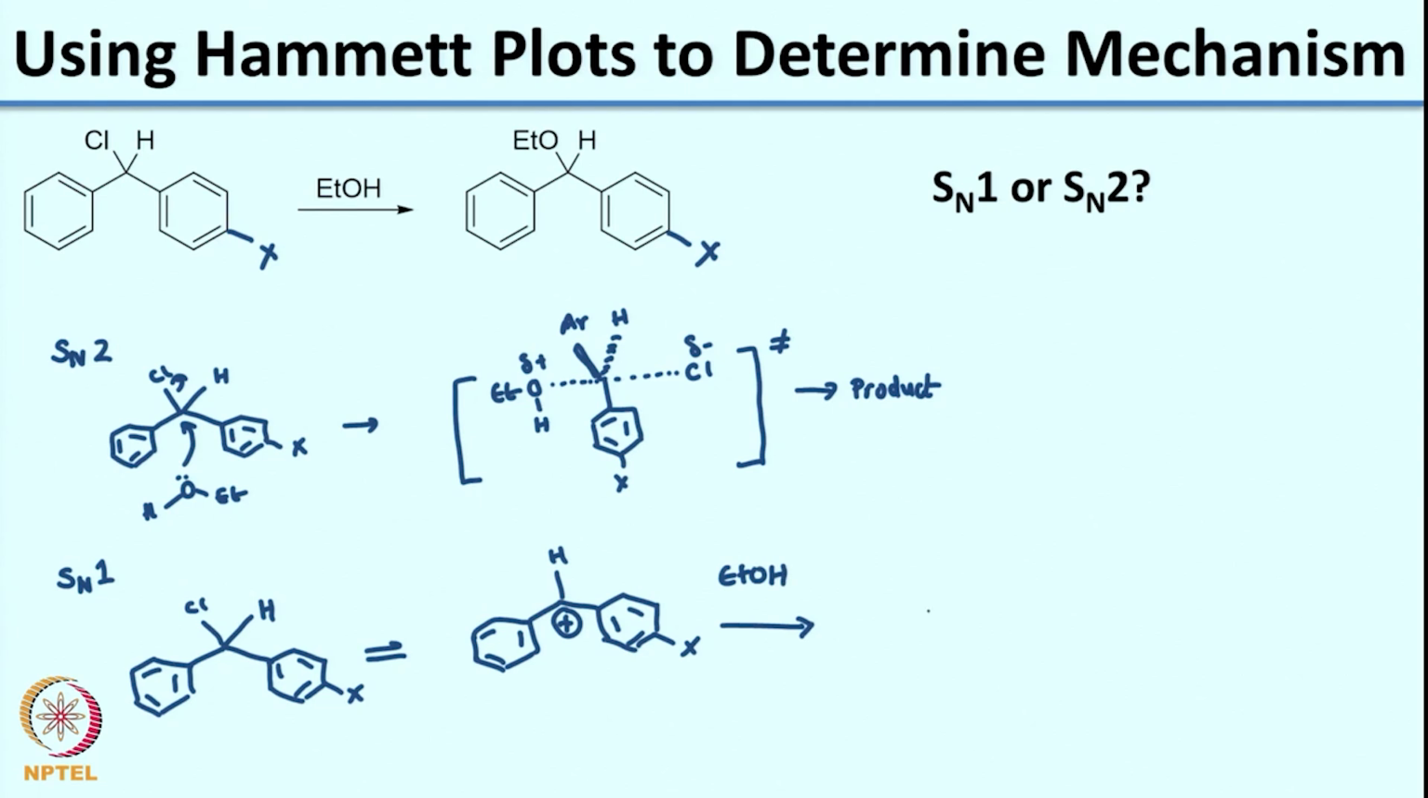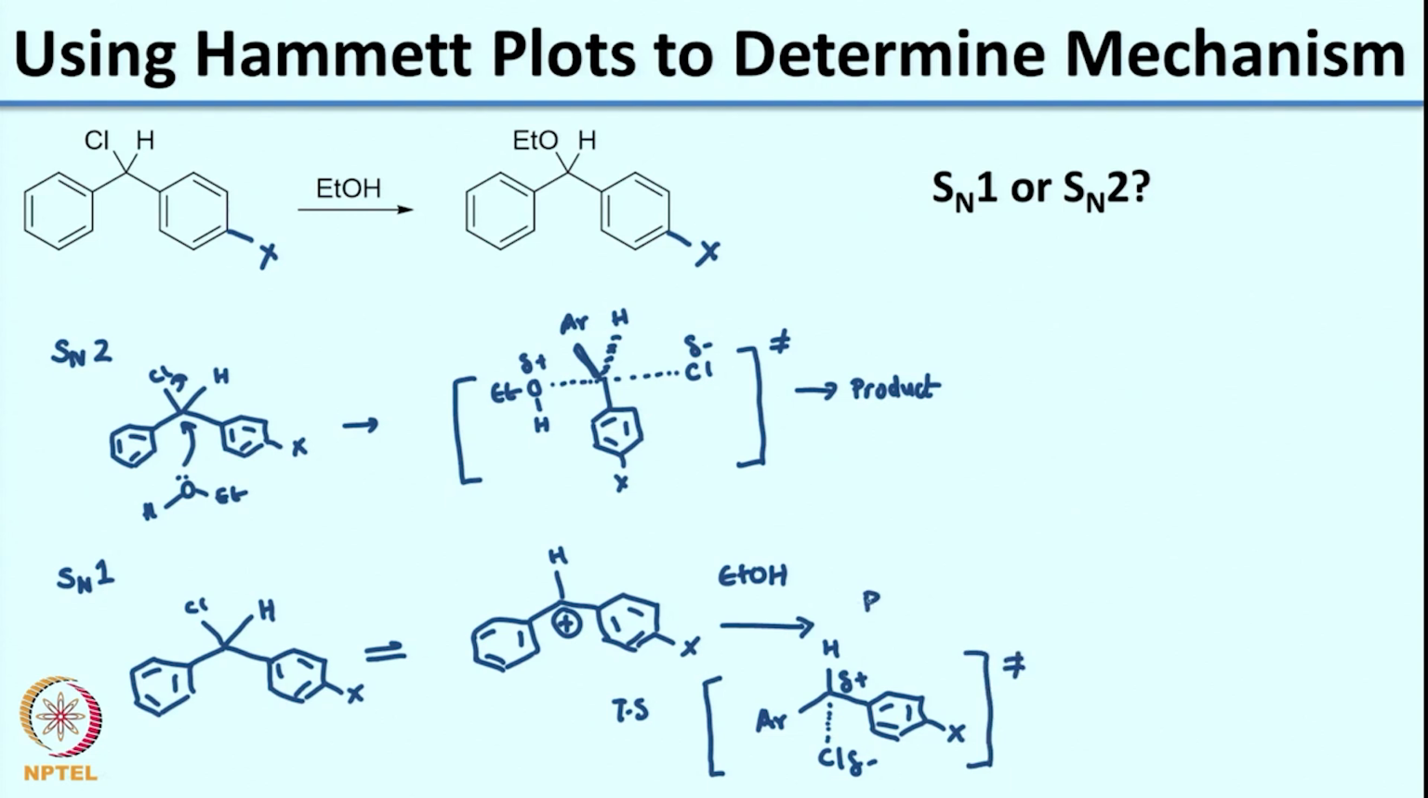So, in this case your transition state would look like, we will call this Ar as before. This is the aromatic ring with the substituent H, nothing happens to this bond, the Cl is leaving. So, you have a delta plus here and a delta minus. So, this is what the transition state would look like.